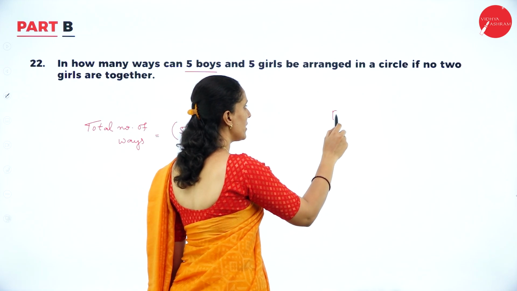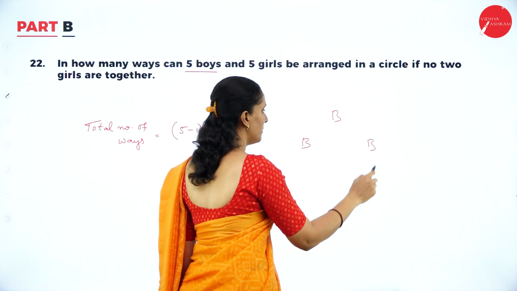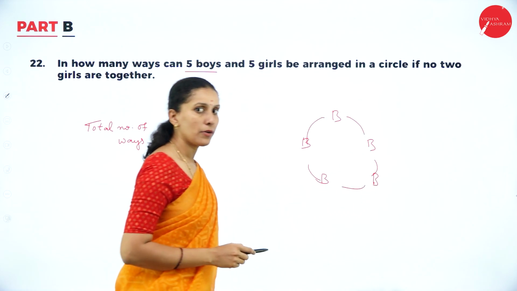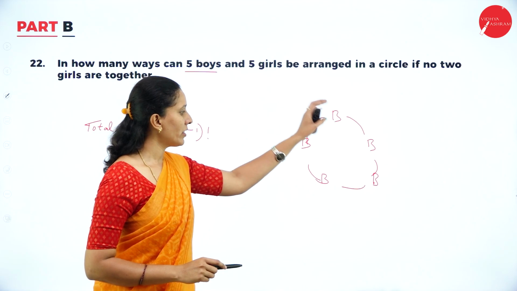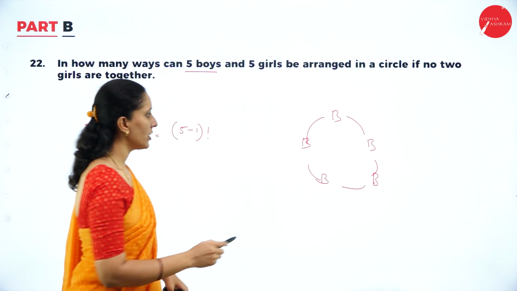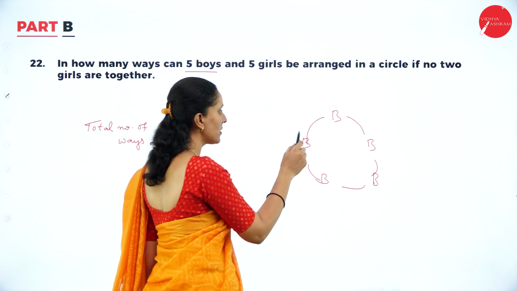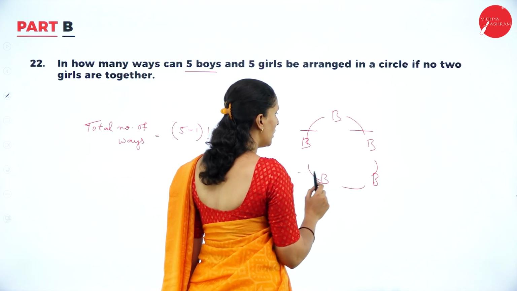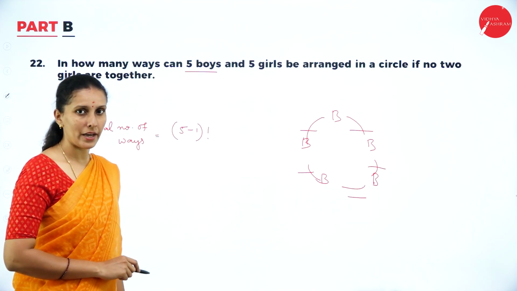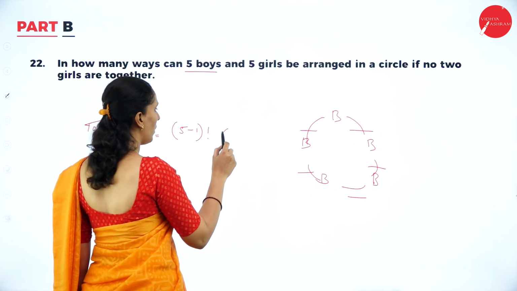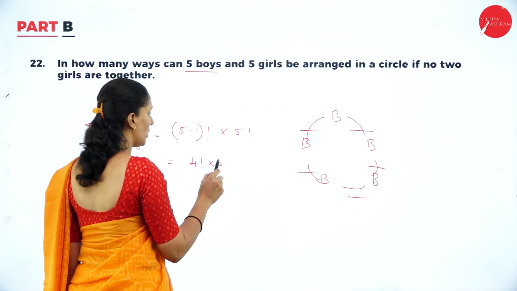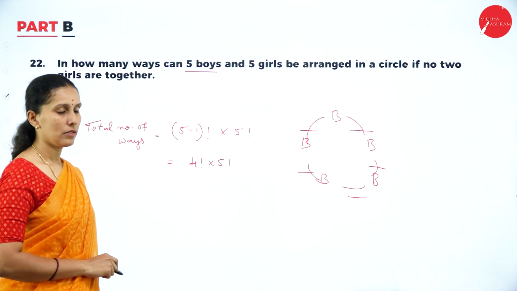After arranging boys in a circle here, we are supposed to arrange girls now. Now since boys are already arranged and no 2 girls are together here, the girls have to be placed in between the boys. So how many places are left here? We are left with 5 places and all the 5 girls have to be arranged here. So therefore this will be equal to 5 factorial. Hence the total number of ways is 5 factorial into 4 factorial.